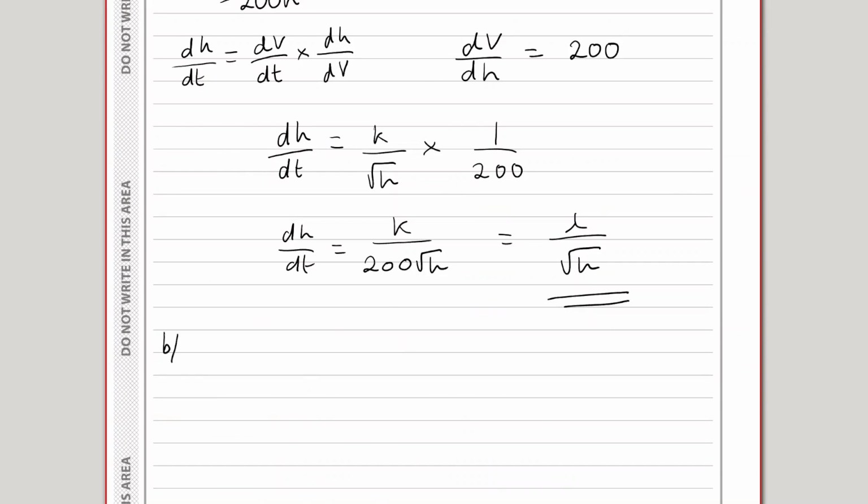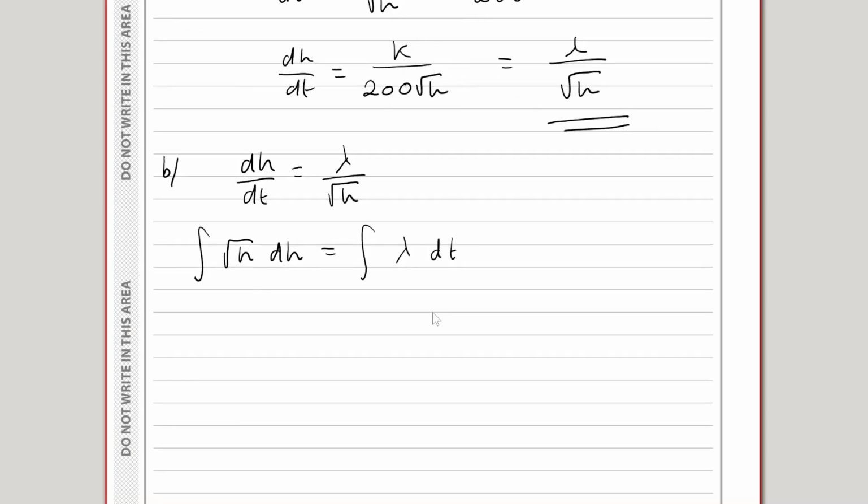So let's start with our dh/dt equals lambda over root h. And then let's turn this into an equation using, it's a differential equation. So I have root h dh equals lambda dt. So it's h to the power of a half and lambda. So integrate both sides, add 1 to the power, divide by the new power. So 2/3 h to the power of 3 over 2 equals lambda t plus c.